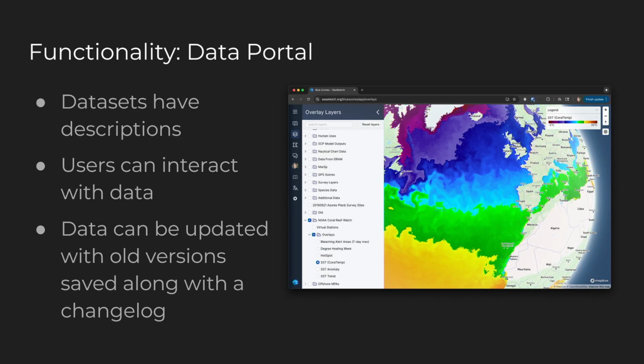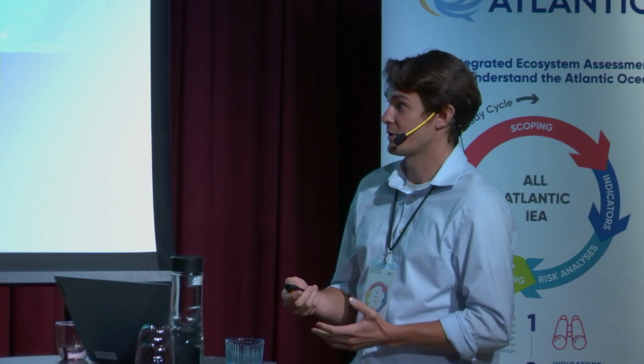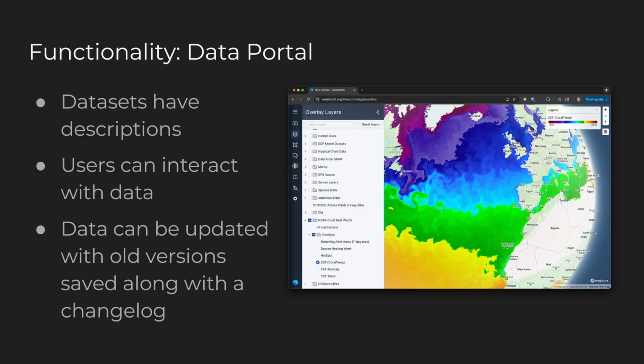Data sets have descriptions, so it's possible to add metadata to all of them, which is always encouraged. Users can interact with the data sets on the map. So for example, you could click on the feature of a particular vector layer, and you could get a pop-up saying something about that feature. Data can also be updated with old versions being saved, or version control, along with a changelog, so that there's a recorded history of how data has changed over time.